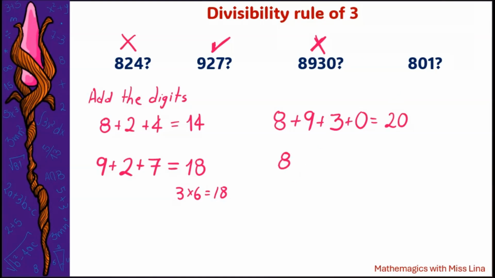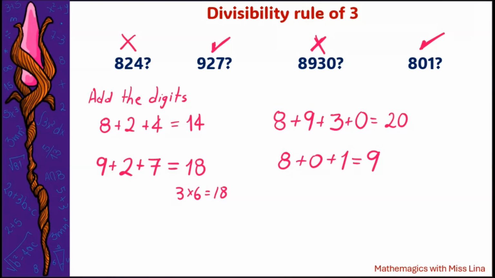And finally, 8 plus 0 plus 1 to make the 801. 8 plus 0 is 8, plus 1 is 9. 9, yes, it is in the table of 3. 3 times 3 is 9. Then yes, this one is divisible by 3.